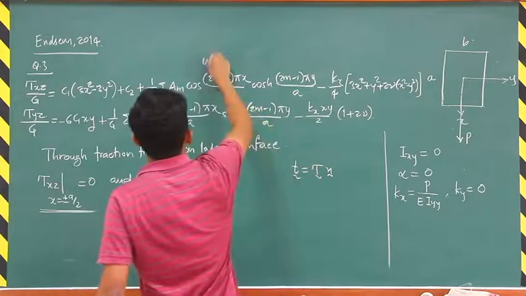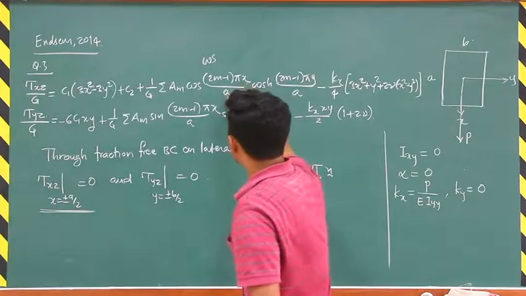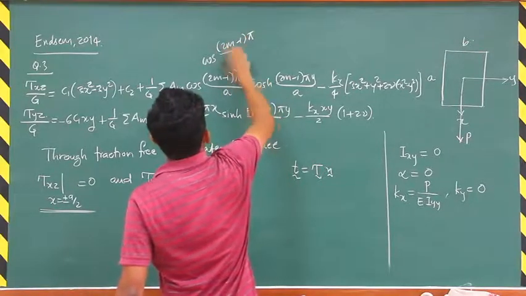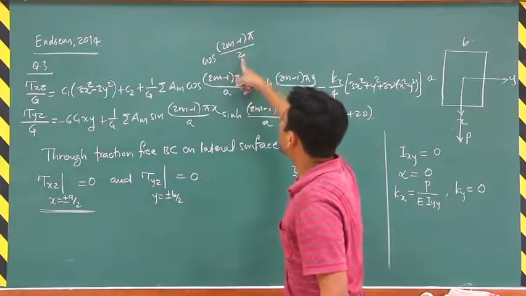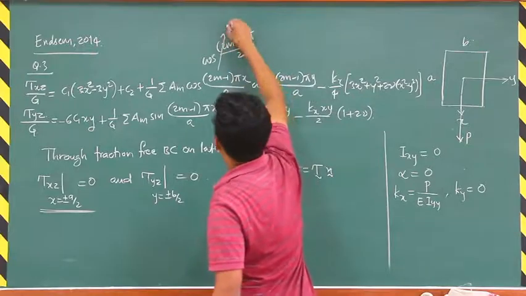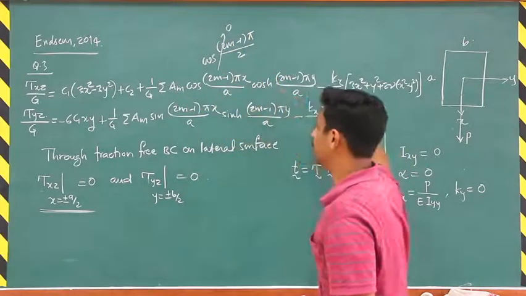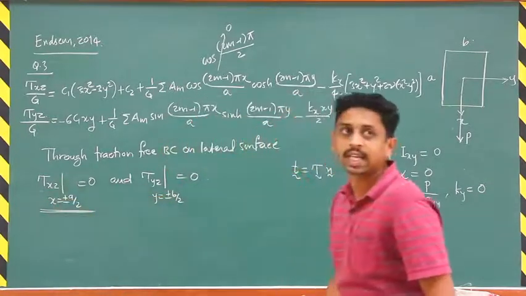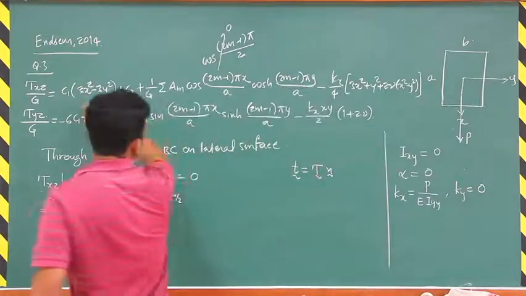it will be like cos of, if you put a by 2, a gets cancelled, so it will be (2m minus 1) pi by 2. So it will be an odd multiple of pi by 2, and this will go to 0. So the series term is not contributing when we are computing tau xz at x equal to plus minus a by 2. This term is gone, so we are left with only this and the last term.